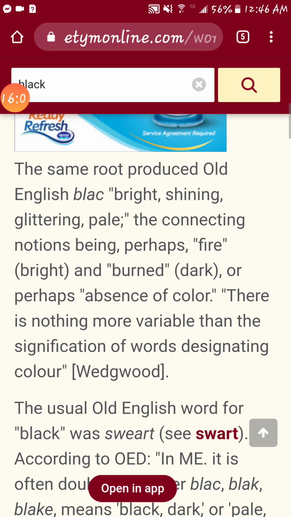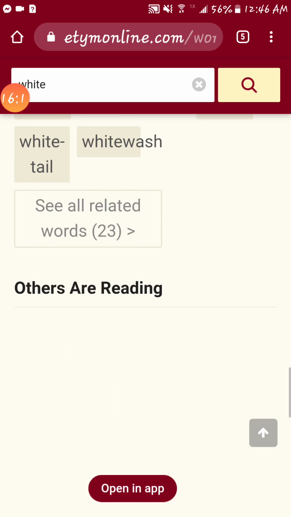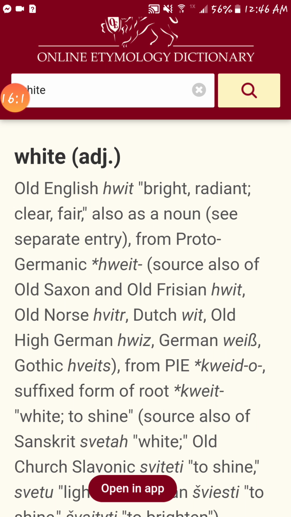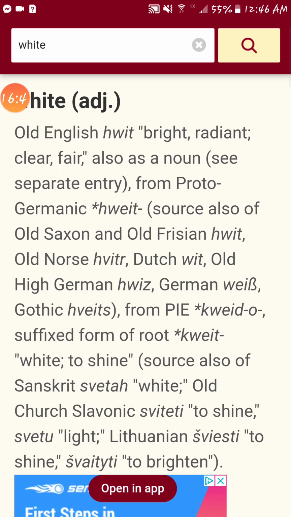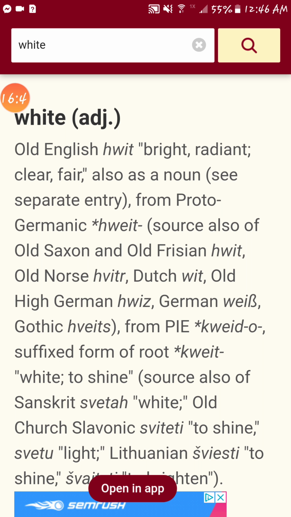All right, let's go to white. I like this. This is interesting. White. Okay, so with white, I'm gonna have to break this down a little bit more than I did with black. White is an adjective. Can you be white? No, you're not white. Old English, maybe they are white, but we'll see. We'll get into that later. Old English, hwit, bright, radiant, clear, fair. Also as a noun, see separate entry.